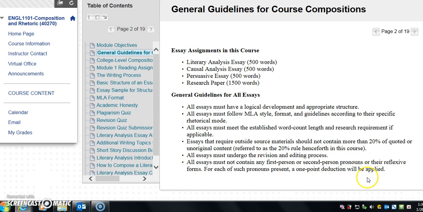What this means is that in any writing that you do in this class and submit for a grade, you should not use any forms of the first person or second person pronouns such as I, me, you, your, us, we, or the reflexive forms such as myself, yourselves, ourselves. Those are all considered informal expressions in your writing, and you don't want that.